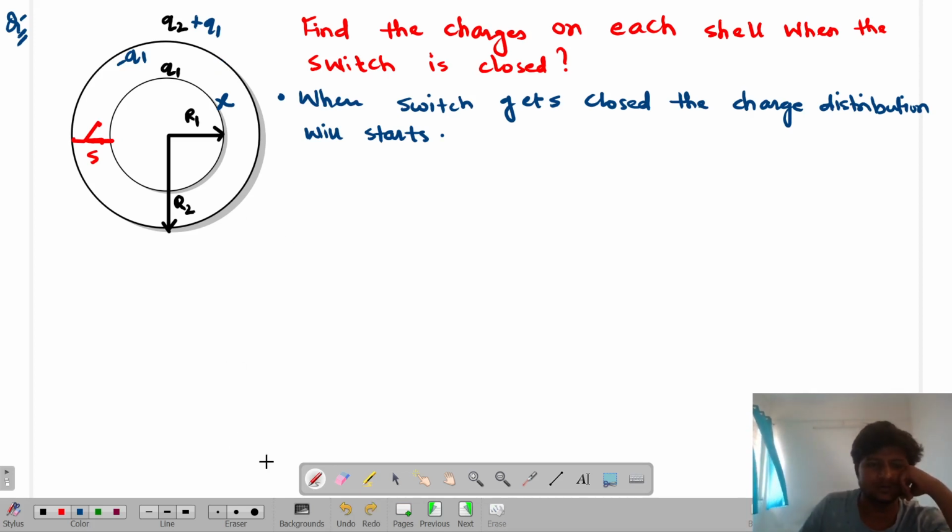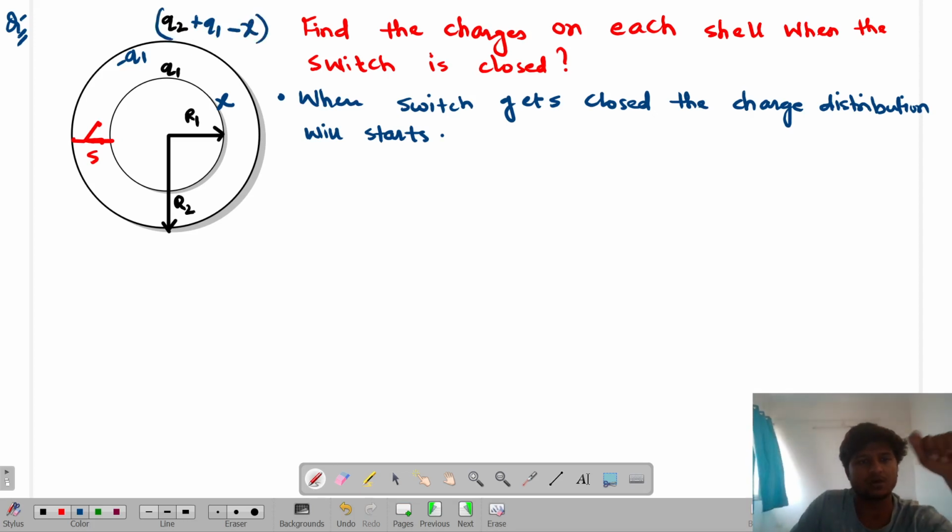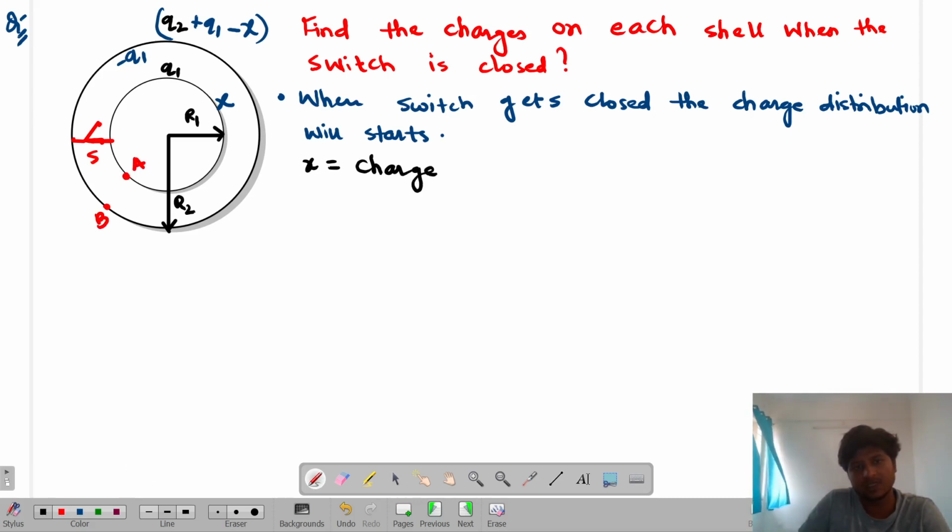If charge distribution is taking place, no induction. So when the switch is closed, the charge distribution will start. So if the inner sphere is becoming x, then from the outside one, the net charge should be subtracted or not. Is that clear? So the point is simple. x is the charge on the inner sphere after distribution.